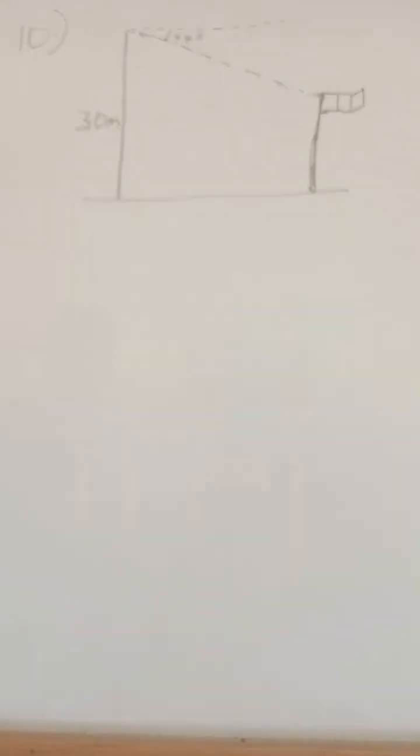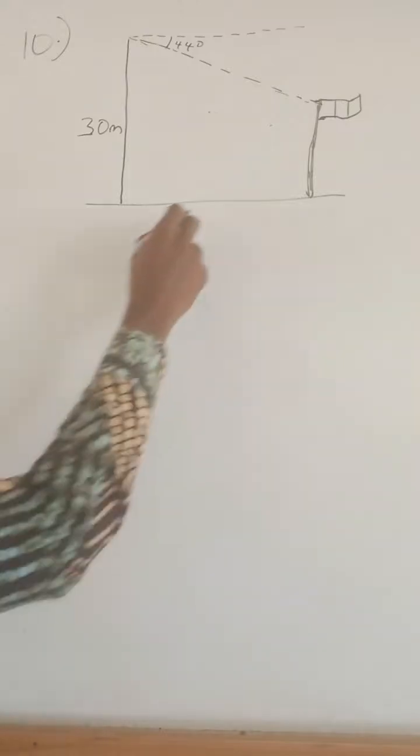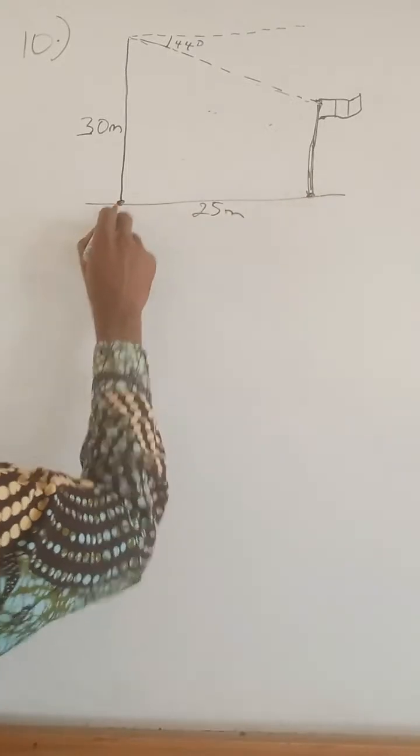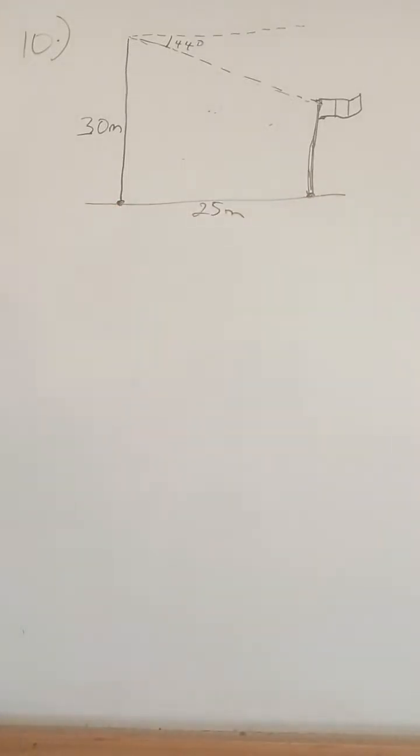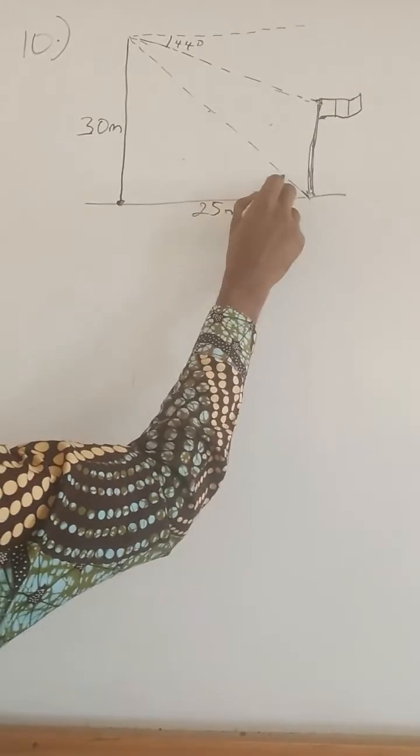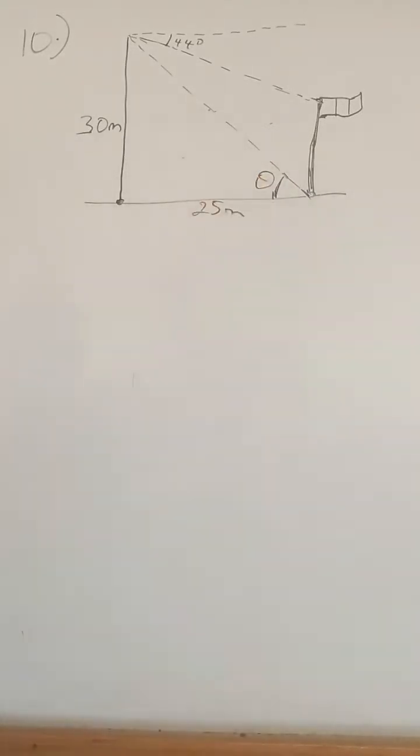If the foot of the pole is 25 meters from the foot of the building, on the same level ground, we are to find the angle of depression of the foot of the pole from the woman. So the angle of depression of the foot of the pole from the woman will be this angle. Permit me to call it theta.